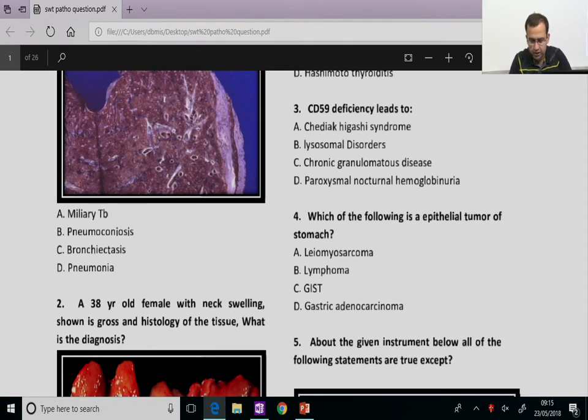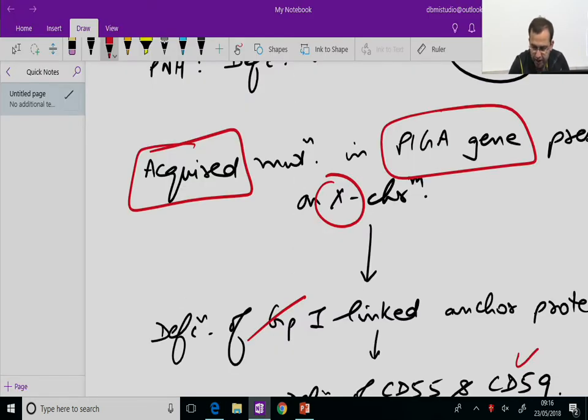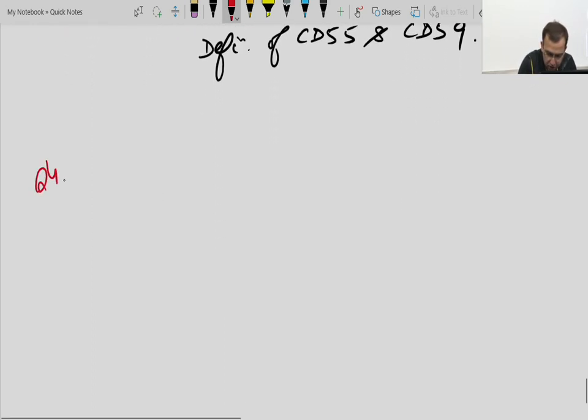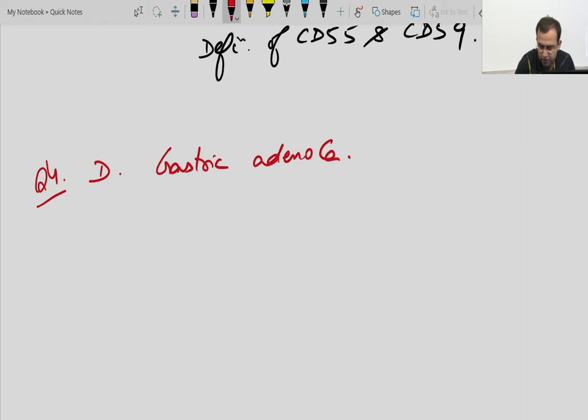Which of the following is an epithelial tumor of the stomach? See, easy. Leiomyosarcoma is mesenchymal. Lymphomas are a separate category altogether. GIST stands for gastrointestinal stromal tumor. The very fact that it is a stromal tumor means it is mesenchymal, not epithelial. So what is left is D, that is gastric adenocarcinomas. So question 4, the answer is D.